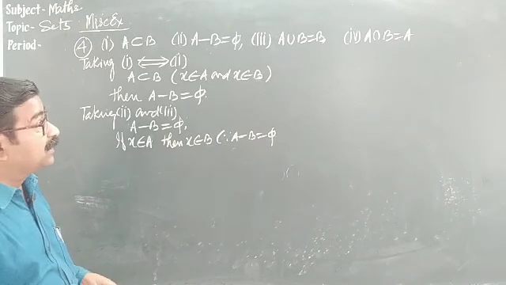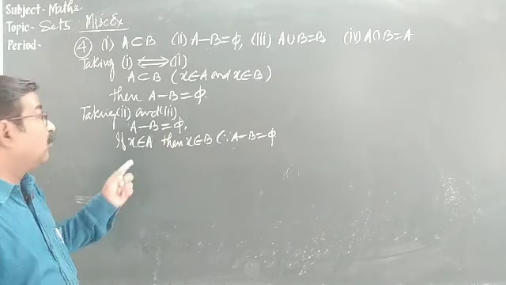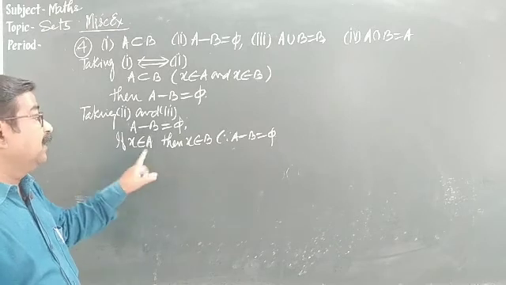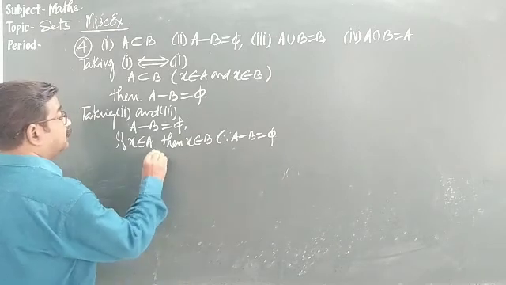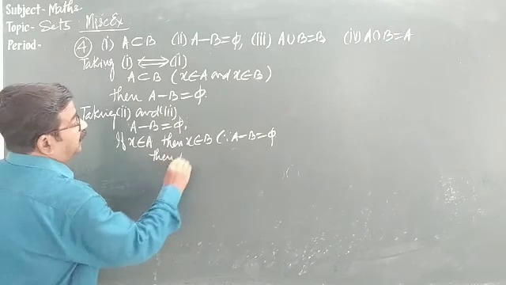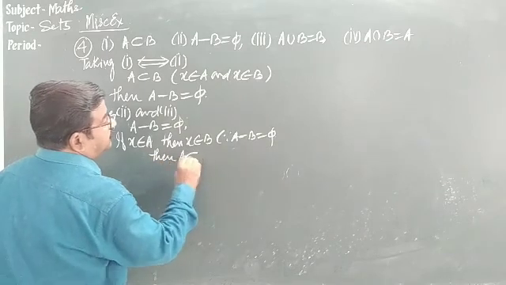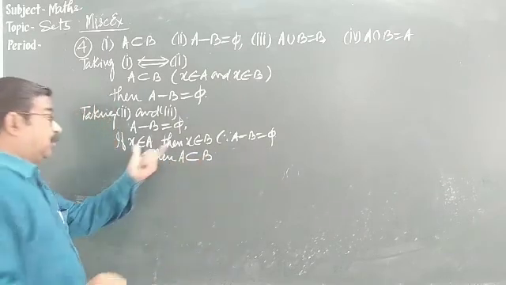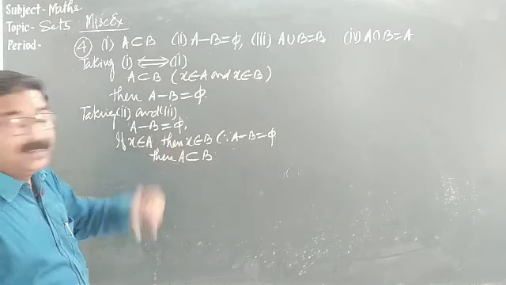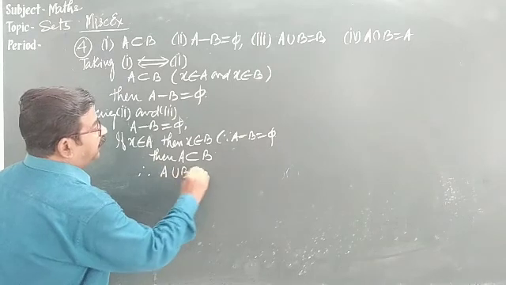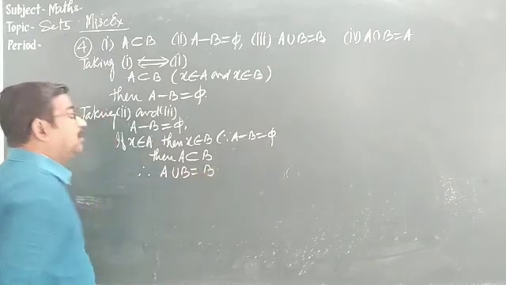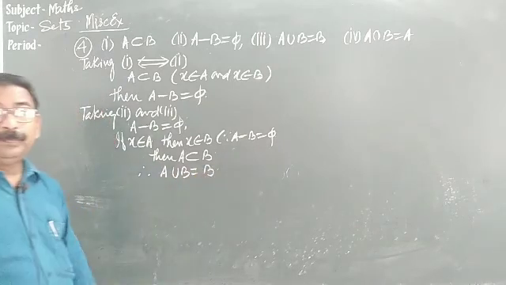Then what is A union B? What can we say? Then A is subset of B according to this reason, and if A is subset of B, therefore what is A union B? A union B is equal to B.